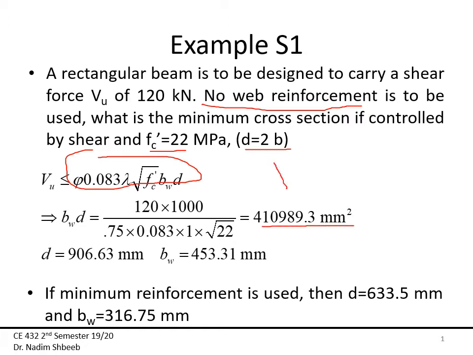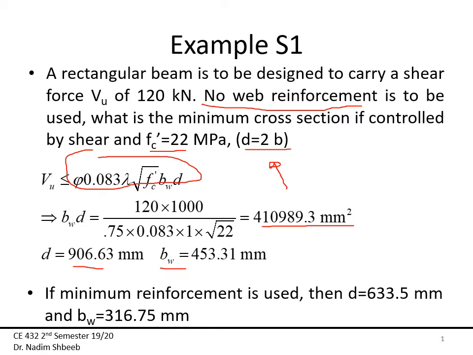Using D equal to 2B, I get D to be almost 906 millimeters and B web almost 453. Again, this is just for comparative reasons, so I'm not going to give you a full cross section, but with 906, probably H will be maybe around a meter. B W probably will be around half a meter. So we're talking about 1 meter times half.